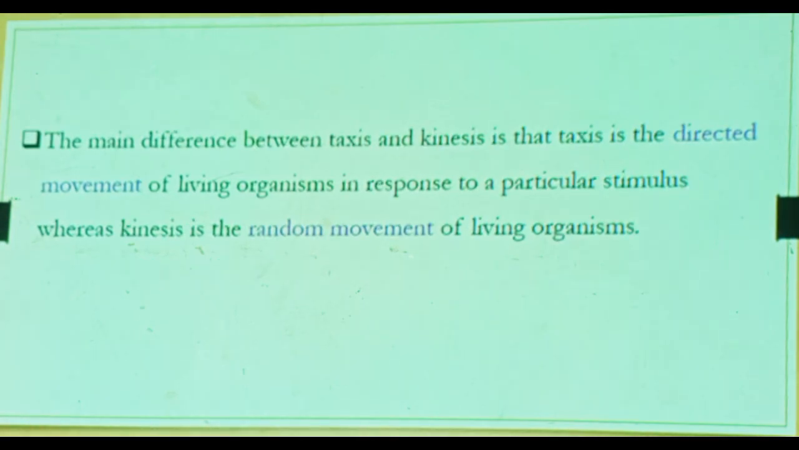The main difference between taxis and kinesis is that taxis is the directed movement of living organisms in response to a particular stimulus. What direction? Either towards the stimulus or away from the stimulus. Whereas kinesis is a random movement of living organisms. This random movement could be rapid or slow movement here and there, or turning the body.